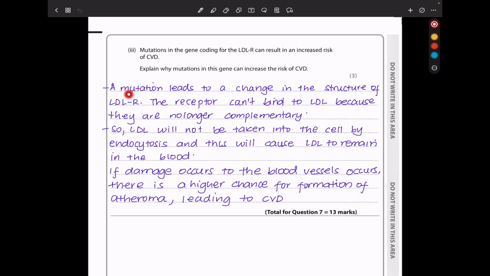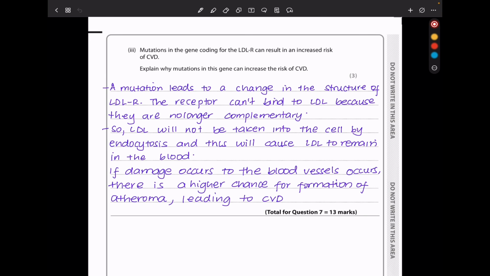So I said a mutation leads to a change in the structure of LDLR. The receptor can't bind to the LDL because they are no longer complementary. So LDL will not be taken into the cell by endocytosis, and this will cause LDL to remain in blood. If damages occur to blood vessels, then there is a higher chance of formation of atheroma leading to CVD. This will occur because there will be excess LDL in the blood.